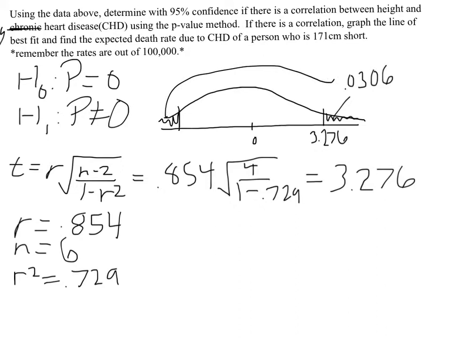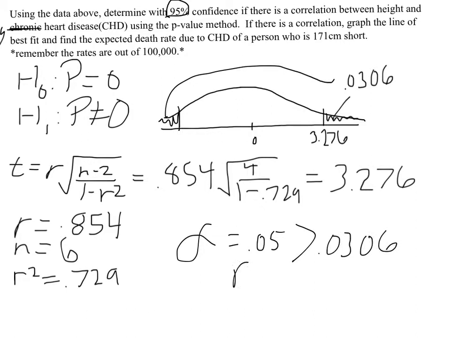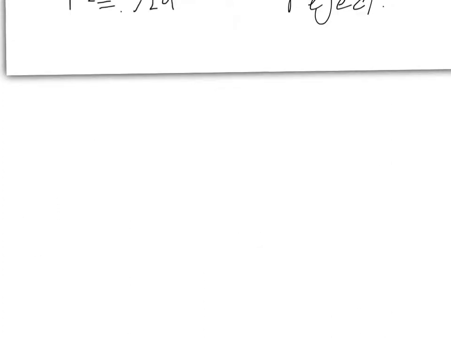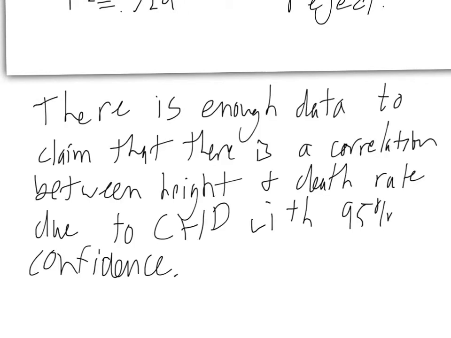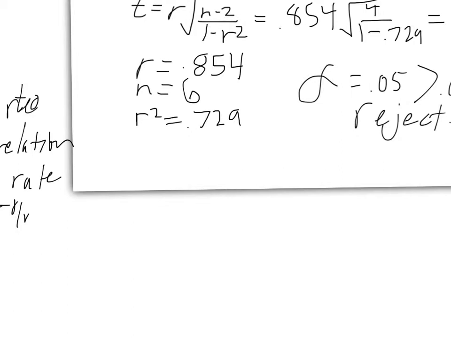Okay, so alpha is, look right here, confidence is 95%, so that means alpha equals 0.05, and that is greater than 0.0306, so we can reject and say that there is a correlation. So we're going to make a statement and say that there's enough data to claim that there's a correlation between height and death rate due to CHD with 95% confidence.